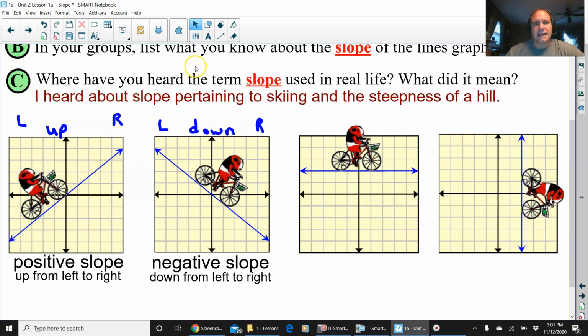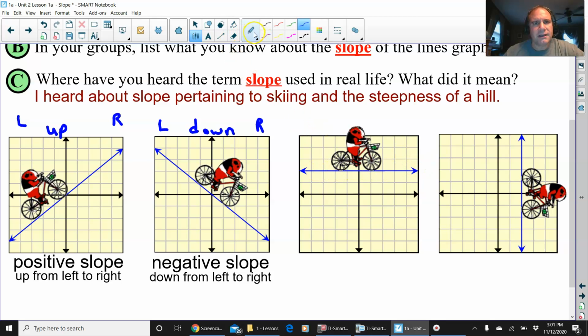Now take a look at this hamster right here, that is the line. And from left to right, what are you going to say about that one? What's the slope of that line? Is there an incline? Is there a decline? No, it's a straight horizontal line. And we say that that slope is 0. So we're going to put 0 slope.